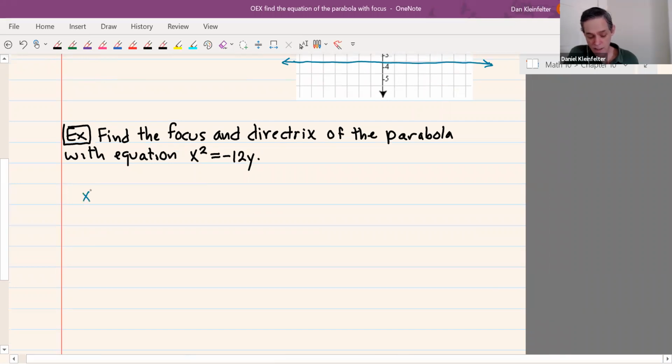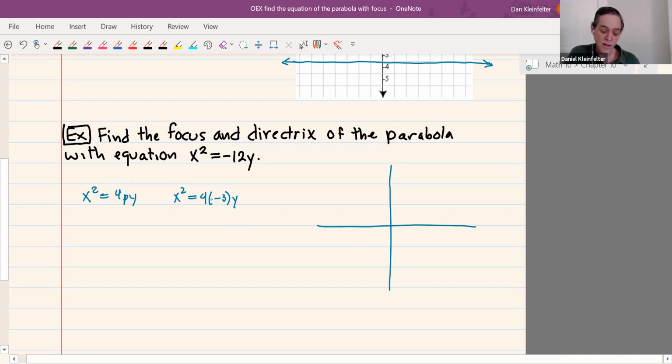So what I would probably do is rewrite that as x squared equals 4py so that we can see what the p is. So then x squared, how can I think of -12 as 4 times p? This will be 4 times -3y. Okay, so that helps us recognize that the p is -3. And if you like, a sketch here is going to help you.